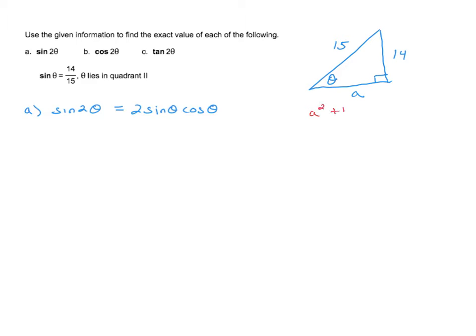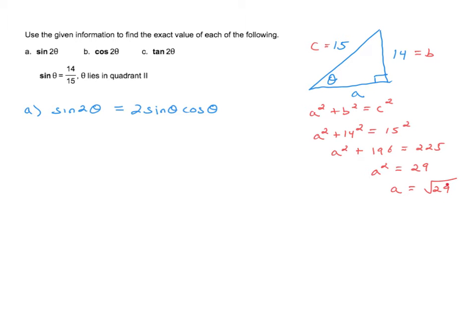That is a squared plus b squared is equal to c squared, where 14 is equal to b and c is equal to 15. Plugging this information in, we get a squared plus 14 squared is equal to 15 squared. So a squared plus 196 is equal to 225. If I subtract 196 from both sides, I get 29. And by taking the positive square root, I get that a is equal to the square root of 29.